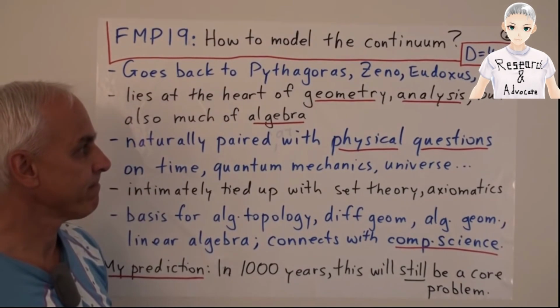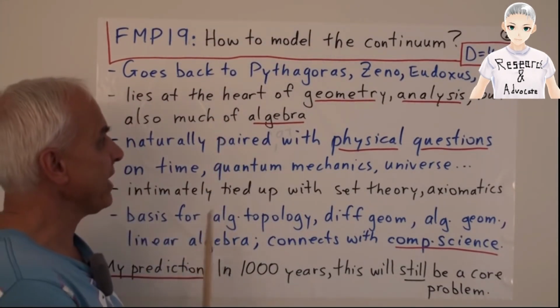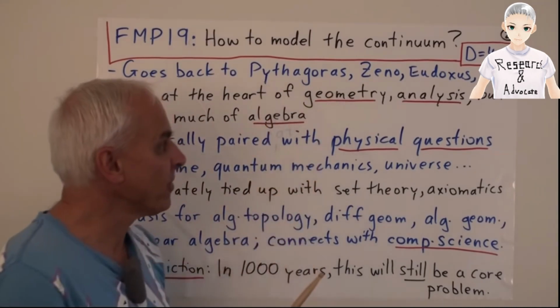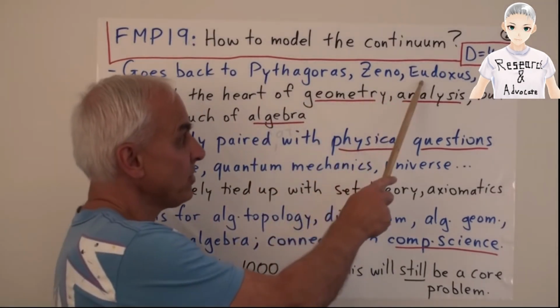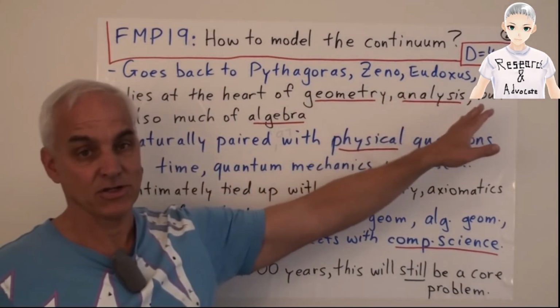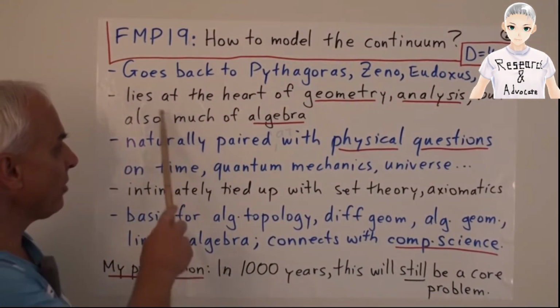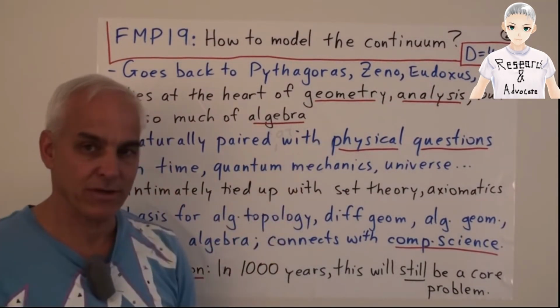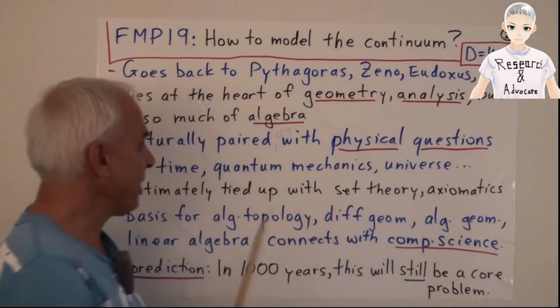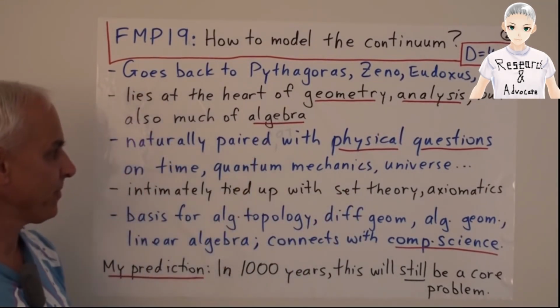It goes back, of course, historically, to the ancient Greeks at least, to the work of Pythagoras, to the paradox of Zeno, to the work of Eudoxus. It was also of very great interest to Archimedes, to Aristotle, and other thinkers. This problem lies at the heart of geometry and analysis. But in fact, it also has a lot to say about modern algebra too.